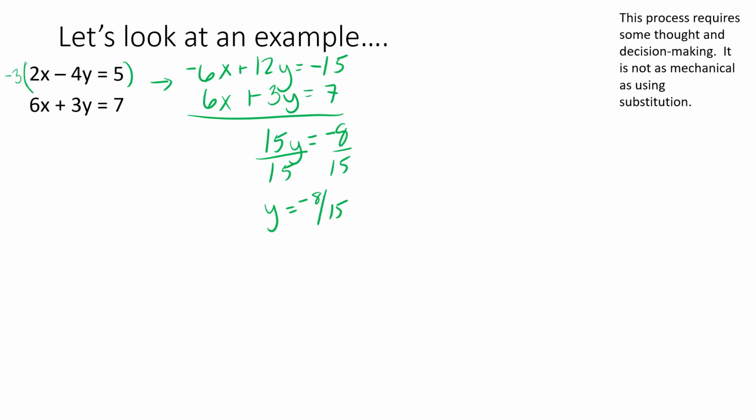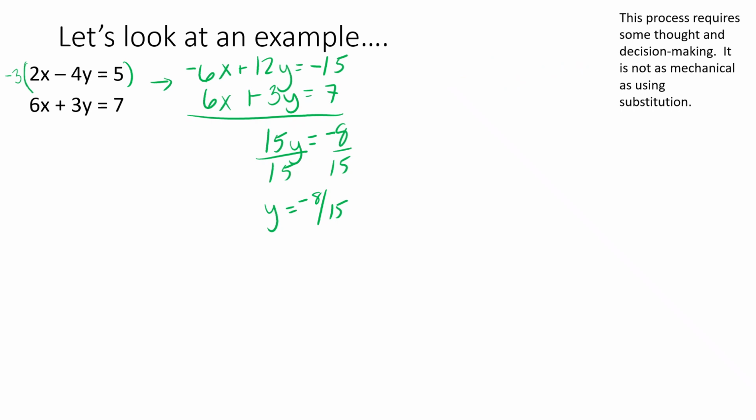Now, on the previous problem, when I got, I think it was x is equal to 2, I said, I'm just going to go plug that in. This is not a nice number. So this is not a nice number to plug in for your y value. So you could do it this way. You could say, all right, 6x plus 3 times -8/15 equals 7, and then do the work out. Okay, that will absolutely work.